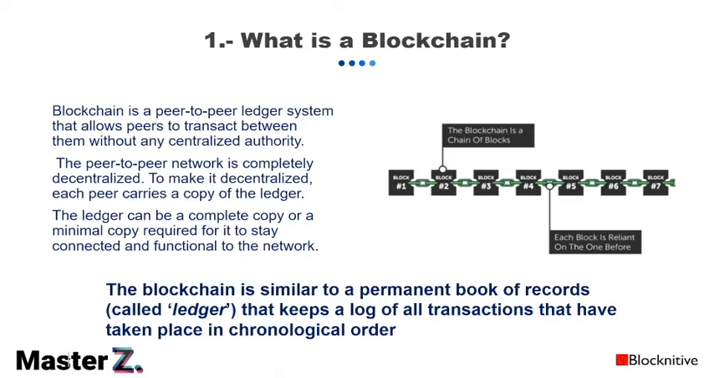The peer network is completely decentralized, I mean, those peers can be in different computers or in the networks that we will see later, private or public, with different decentralized platforms. To make it decentralized, peers carry a copy. The copy can be complete or a minimal copy required for the peer to stay connected or functional to the network. That means that depending on the use case, and on what kind of information we are going to share with our participants, we define what kind of copy we are going to maintain in the different peers. The blockchain is similar to a permanent book of records that keeps a log of all transactions that have taken place in chronological order.